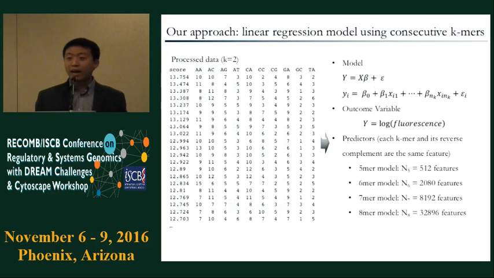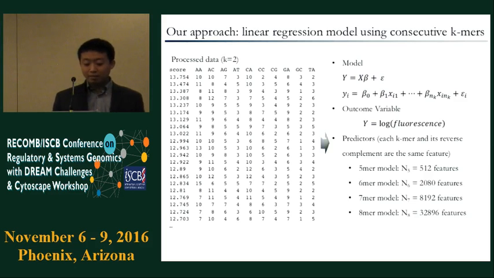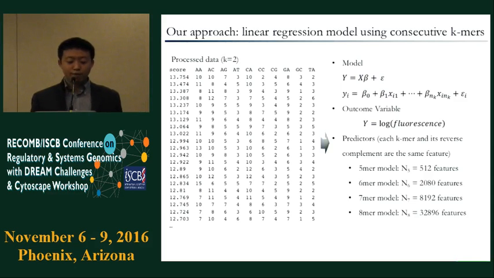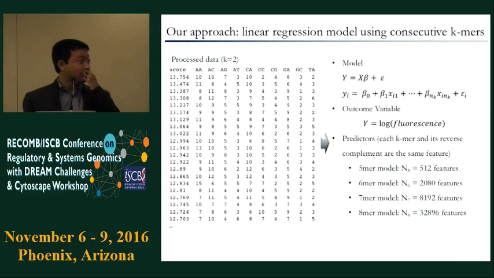And since we have this matrix, it is quite straightforward that we can build a linear model. There's nothing fancy about this model. Just one thing I want to point out is the number of features will grow exponentially with the k. So as k gets larger, we have larger dimension for the design matrix, and the design matrix also gets more sparse.